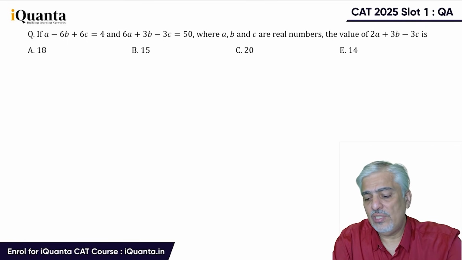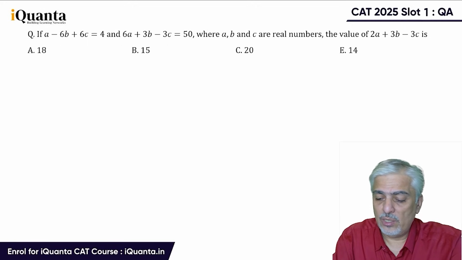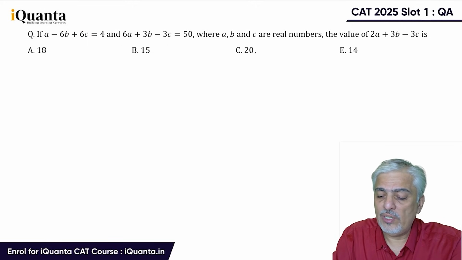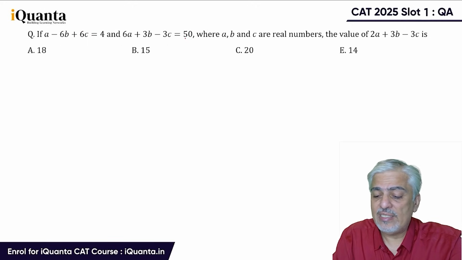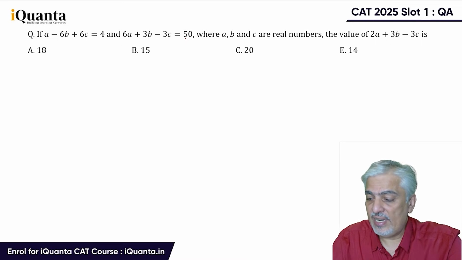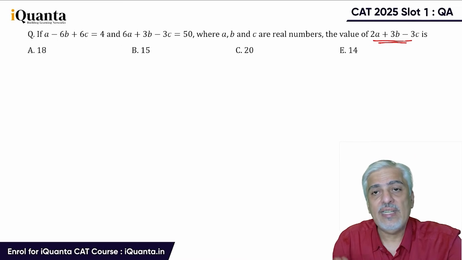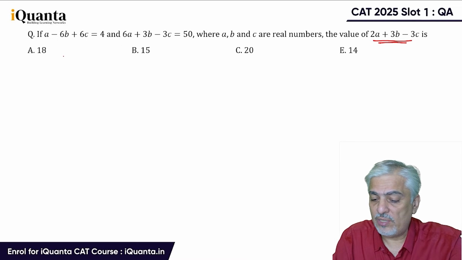Let's have a look at the next question. I thought this is one of the easier questions of this slot. Now, when I look at this question, they have given us 2 equations with A, B, C, and when A, B, C are real, and they've asked us for this.